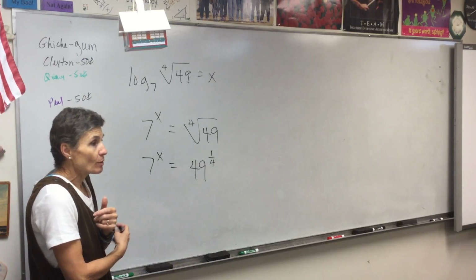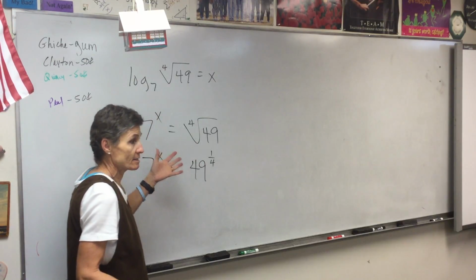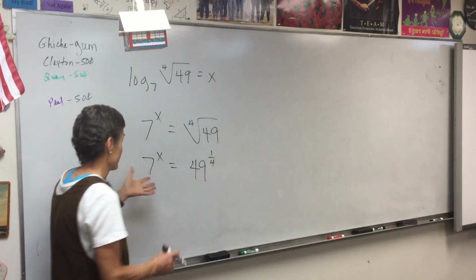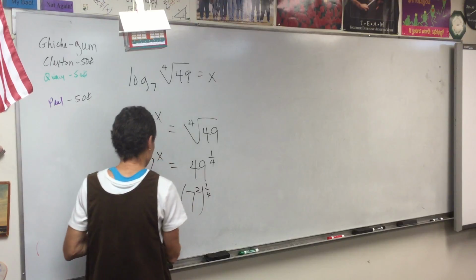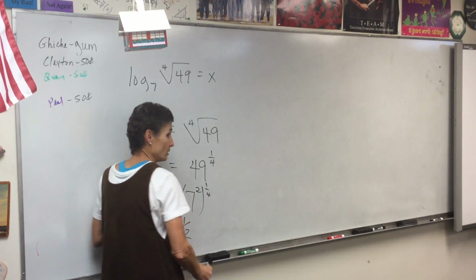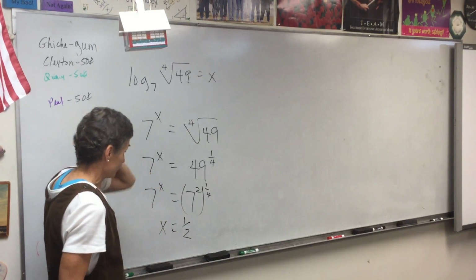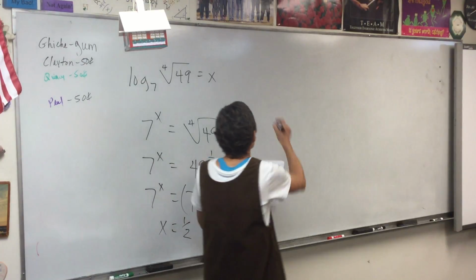And then obviously in the no calculator section, everything's rigged. So you've got a 7 and a 49, so 7 squared to the 1/4. So the answer is 2/4 or 1/2. All right, what about B?